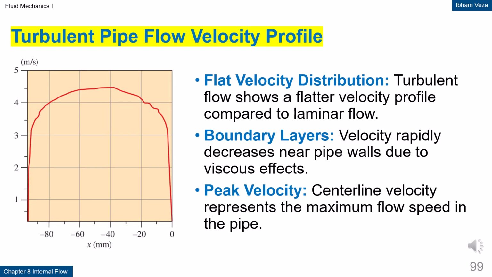Turbulent pipe flow velocity profile. In turbulent flow, the velocity distribution in a pipe becomes flatter compared to laminar flow. However, near the pipe wall, the velocity still drops sharply due to viscous effects. The maximum velocity still occurs near the pipe's center line. This profile shape affects friction loss and heat transfer calculations. Understanding this profile is important in engineering flow analysis.